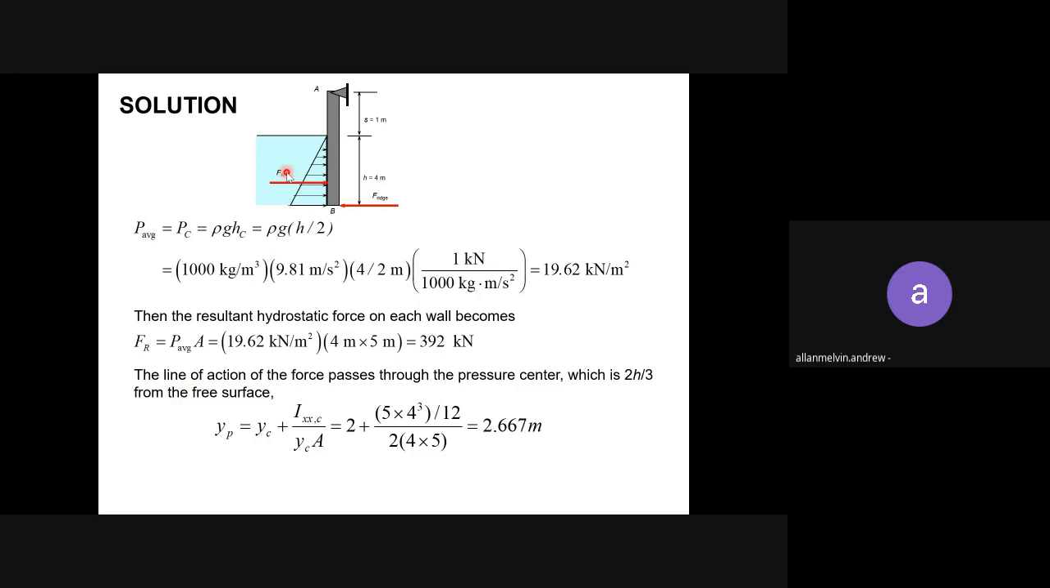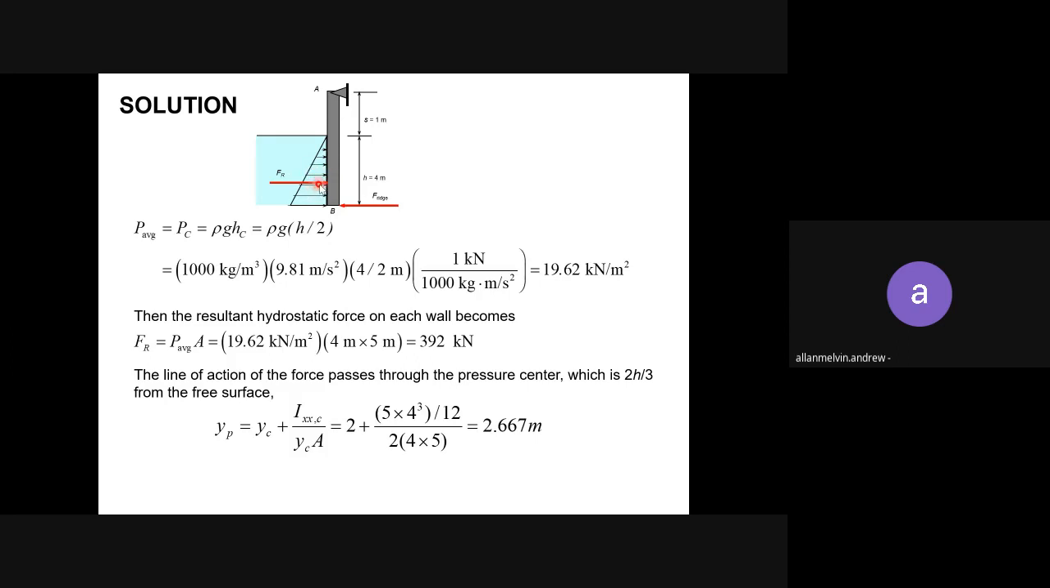Okay, so then you find the center of pressure from the free surface, the water level. The line of action of the pressure center is 2H over 3 from the free surface. Okay, so this is the free surface, and we know the pressure will be acting below the centroid.